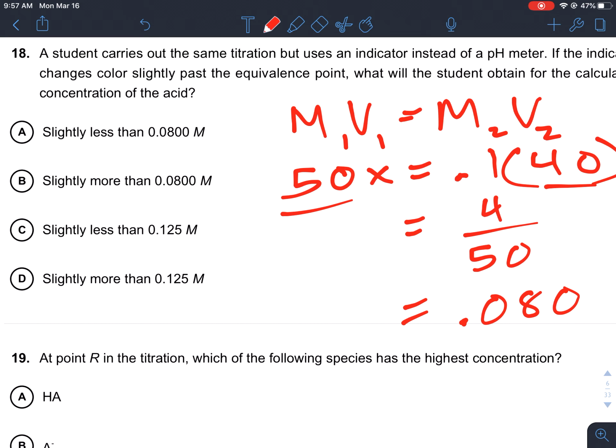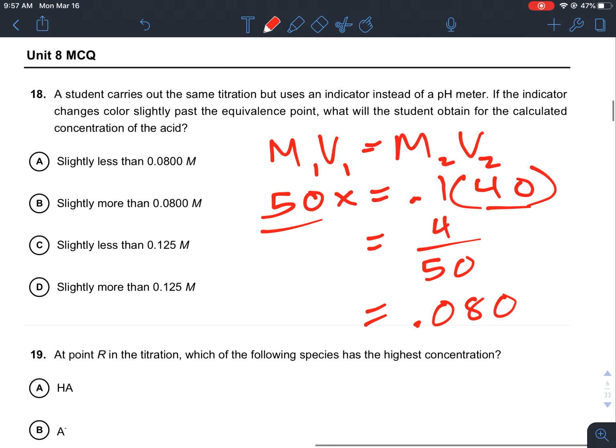And you're going like, wait, which one is it? Now, I want you to logically think about this. It says if the indicator changes slightly past the equivalence point, that means we added a little bit more NaOH, meaning the calculation is calculating for a little bit more H+. The answer is B. Okay, if you don't get that, just think about it. I mean, you'll get it. It's a really weird thought process.